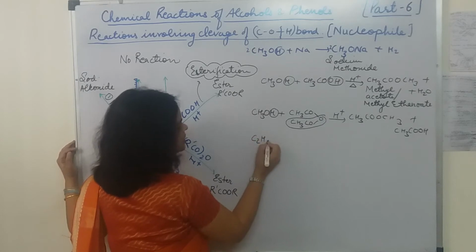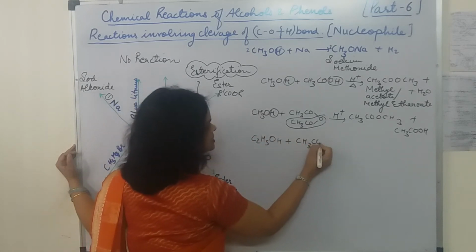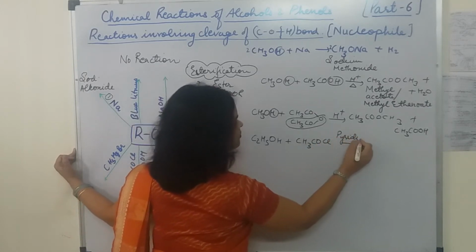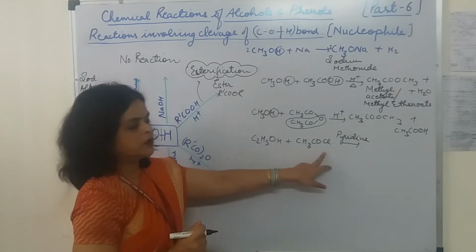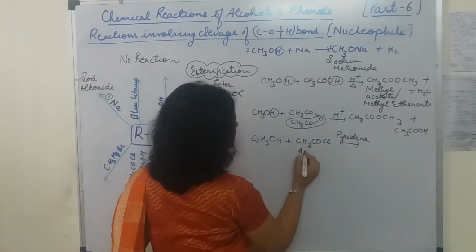Now, when it combines with acid halide in presence of pyridine, how do they react? Suppose we are taking C2H5OH, and it combines with CH3COCl in presence of pyridine. This is acetyl chloride, a 2 carbon acid halide. This is acetyl chloride.